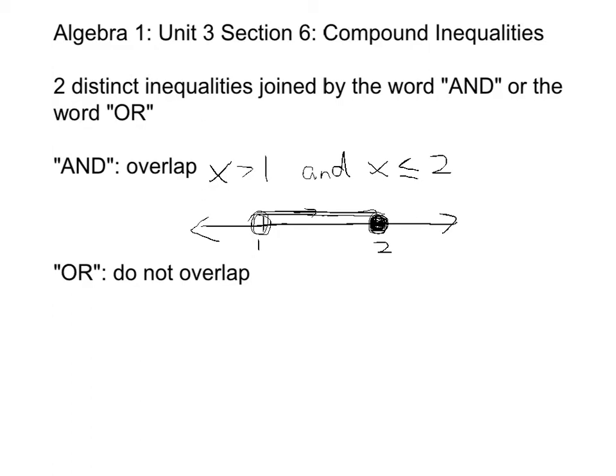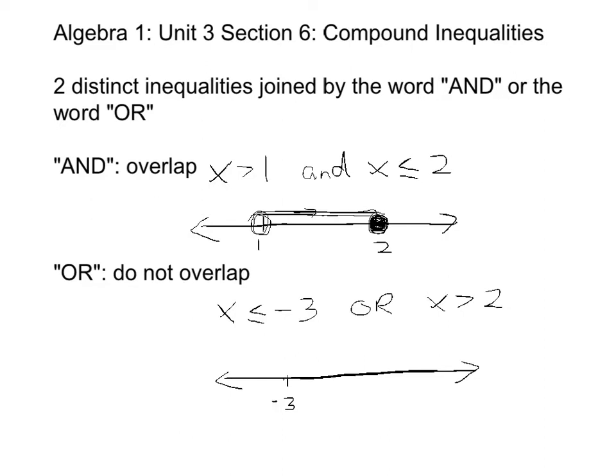On the other hand, if you have an "or" inequality, they do not overlap. So let's say that you had x is less than or equal to negative 3 or x is greater than 2. Now graphically, we have a negative 3 with a closed-in circle, and because we want the numbers less than negative 3, we want the arrow to go to the left. Now if we go over here to 2, this time we want an open circle and the arrow needs to go right because we want all the numbers that are larger than 2.